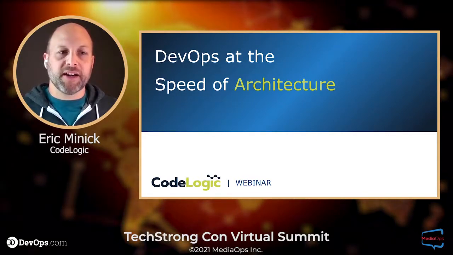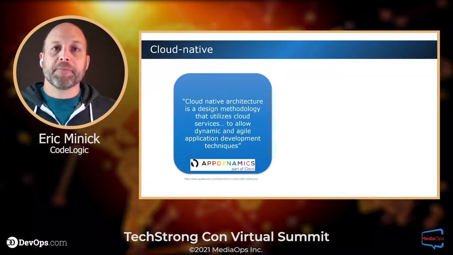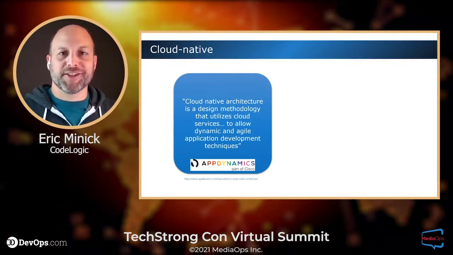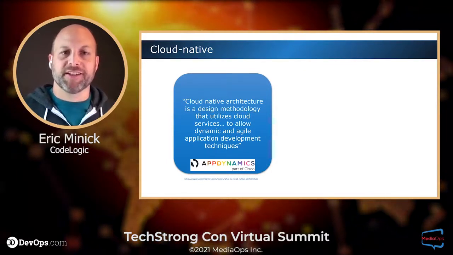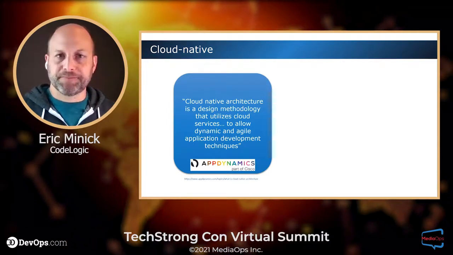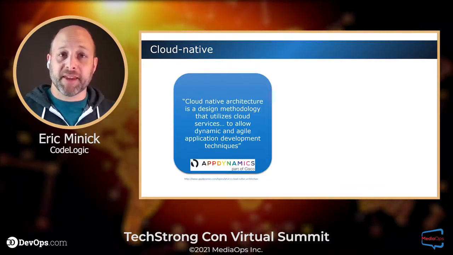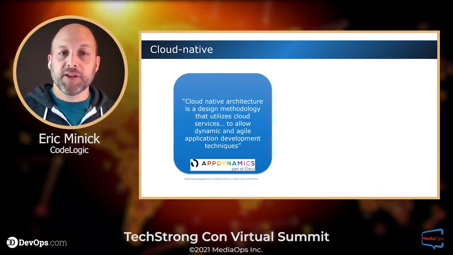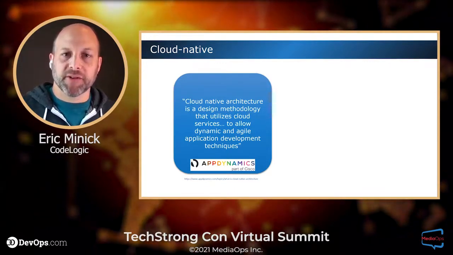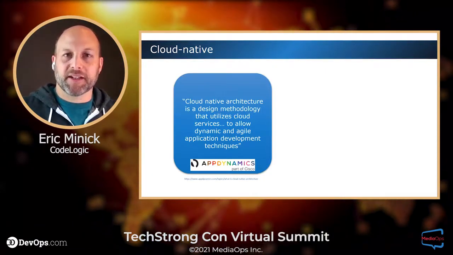Well, the hotness right now really is in the cloud native domain. And the App Dynamics team has these lovely pages. They're talking about all sorts of best practices and things. And on their page about cloud native architecture, they write that cloud native architecture is a design methodology, I like that term, that utilizes cloud services, pretty obvious so far, to allow dynamic and agile application development techniques.